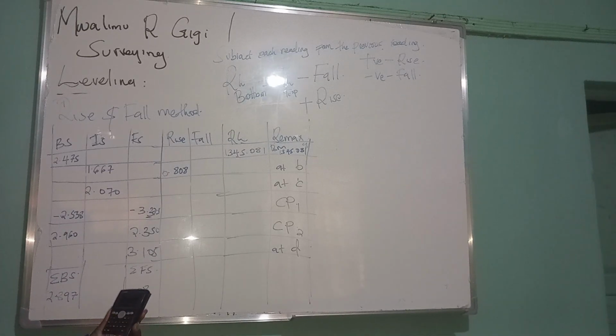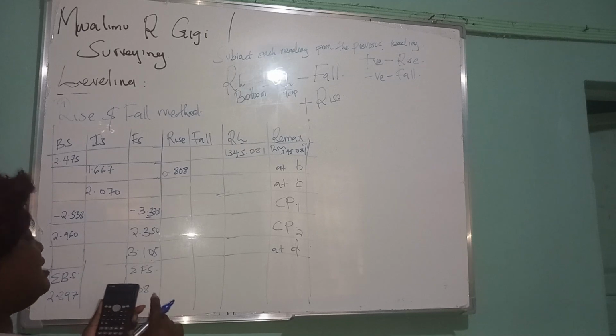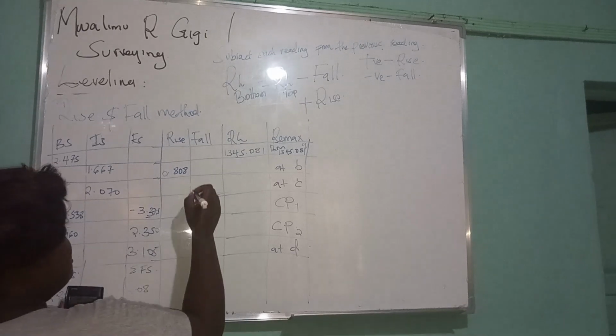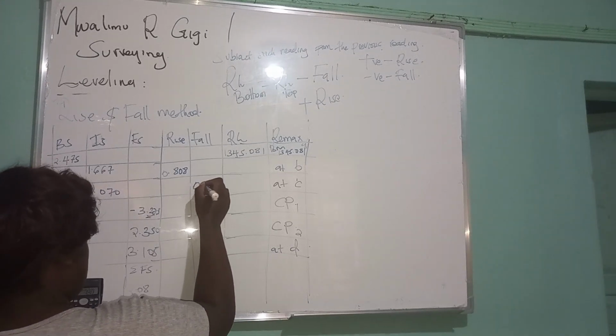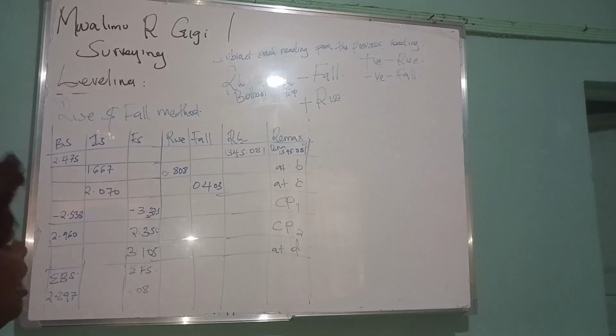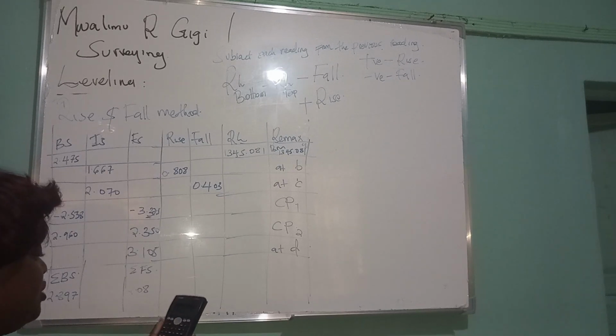So next we have 1.667 minus 2.070. It is negative 0.403, meaning it is a fall. So it is 0.403. You don't write the negative sign, you just write it in the fall column.